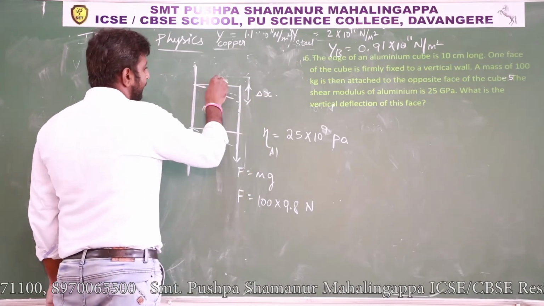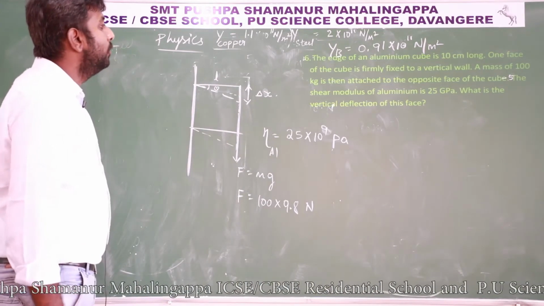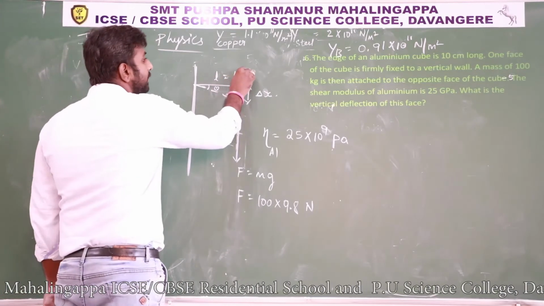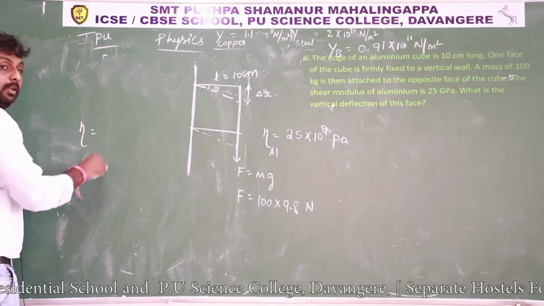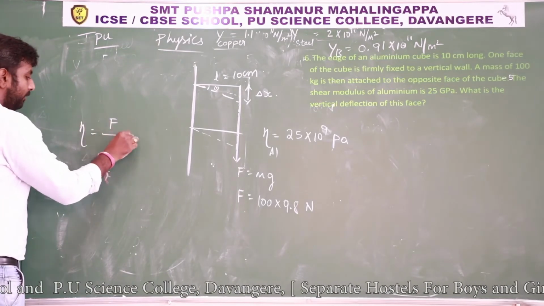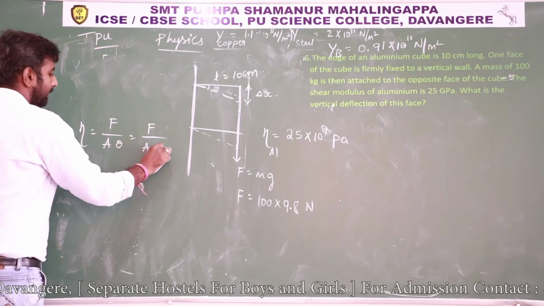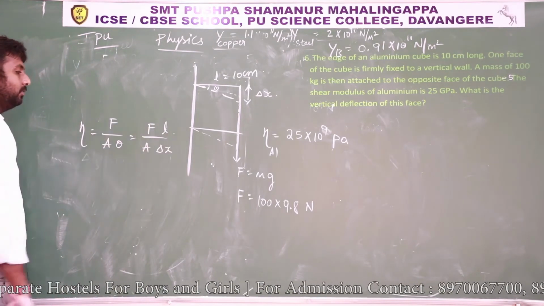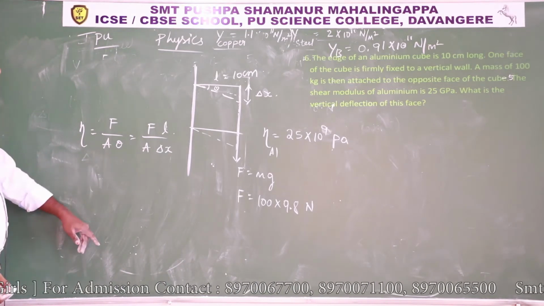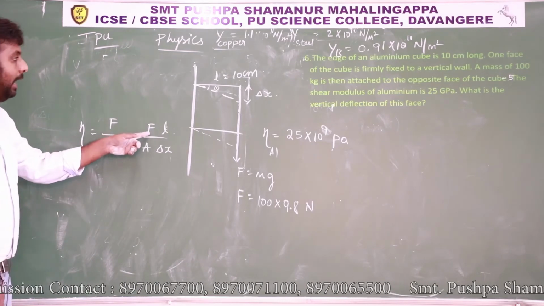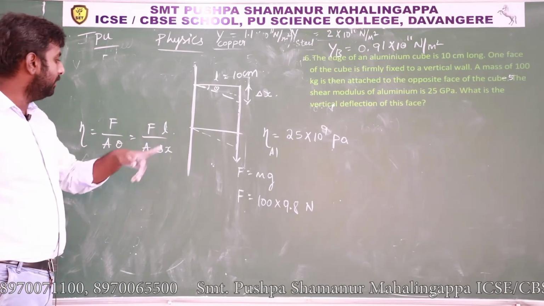We have to find delta x. This is L, and L value is given for the cube. This L value is 10 centimeter. What is the formula? Eta is equals to F by A into theta, that equals F by A into delta x by L, that L goes to the numerator, and here substitute the values of force and then length you substitute in meters, or 10 into 10 to the power minus 2.